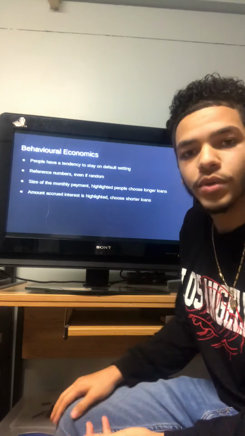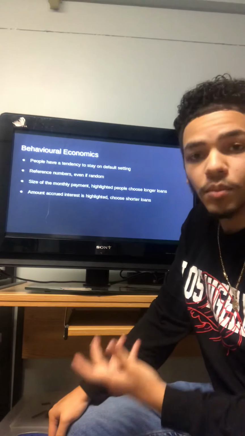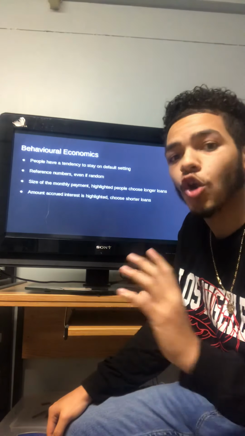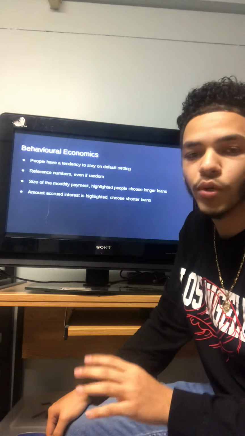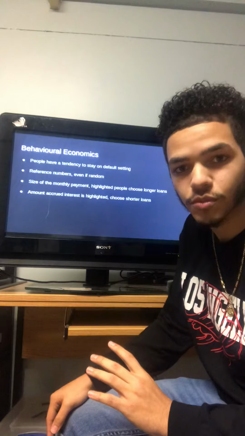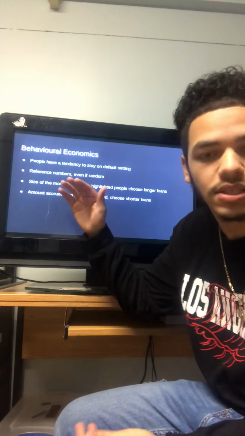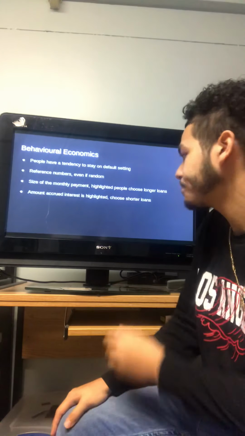So according to the article, when they were doing the study, they realized that when the size of the monthly payment is highlighted, then people tend to choose the longer terms because the monthly payment is going to be lower. But when the accrued interest is highlighted, then people tend to choose shorter terms because they see that they don't want to pay thousands of dollars of interest. And the shorter the term, the smaller the interest, right?